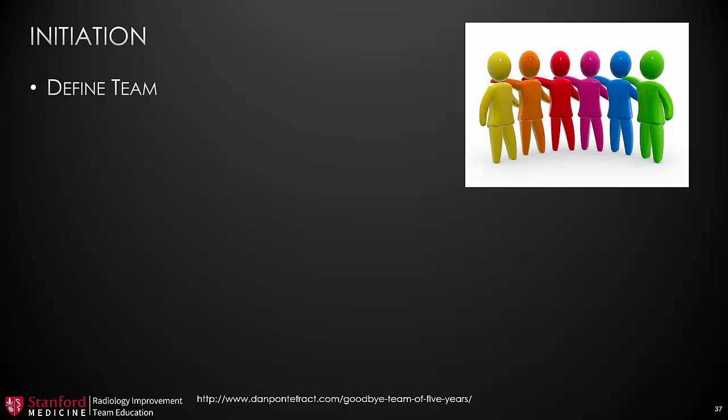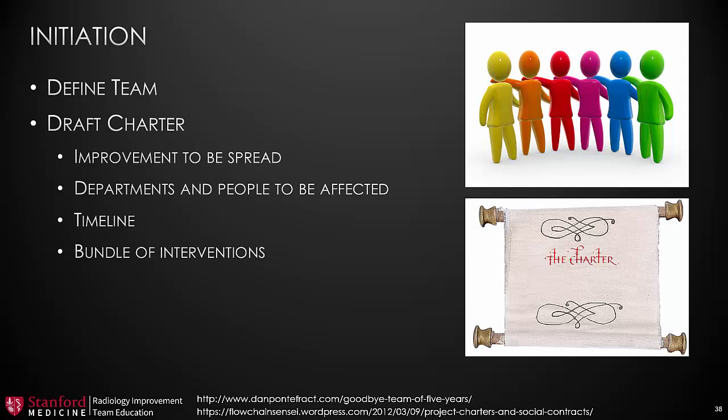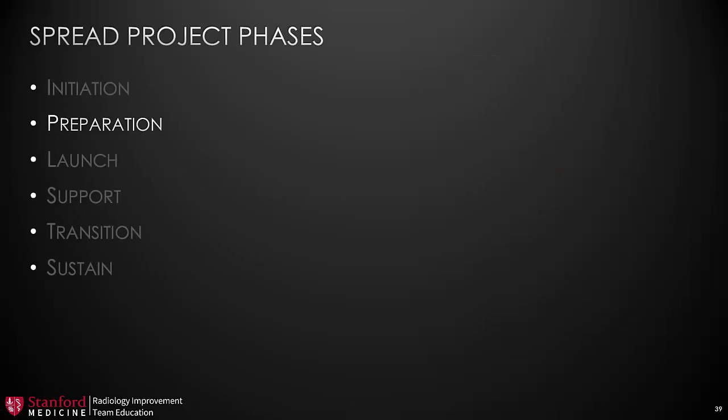The team membership should include representatives from at least some of the areas that will be affected. It should have managers or supervisors as well as frontline staff. The project leader should draft a charter, which should state the improvement that is to be spread, the people and departments that will be affected, the timeline, and provide an overview of the bundle of interventions that were successful in the improvement project that will now be spread.